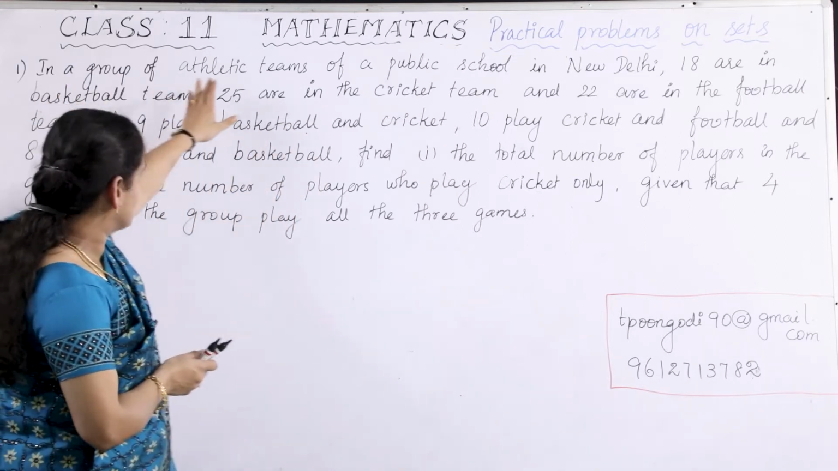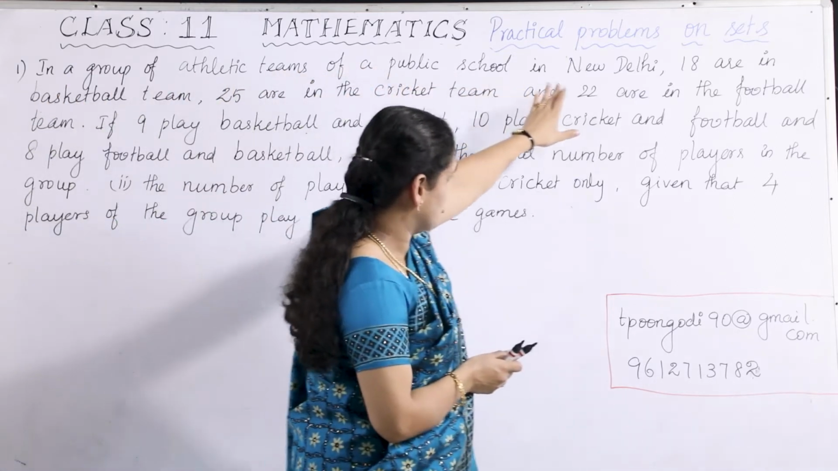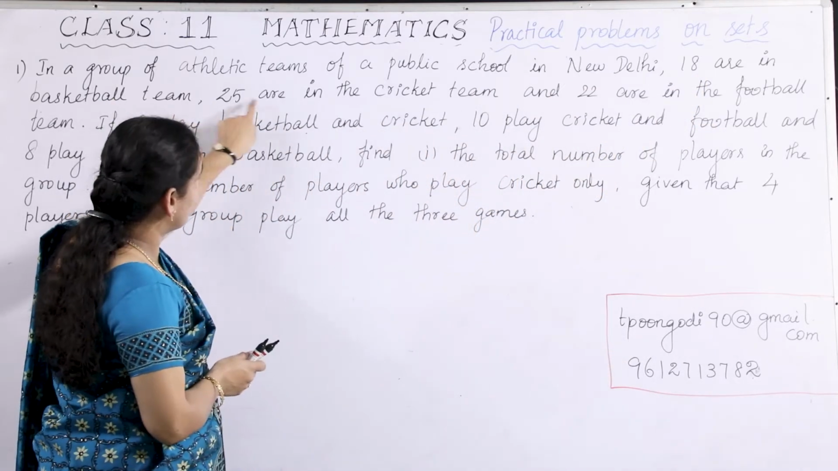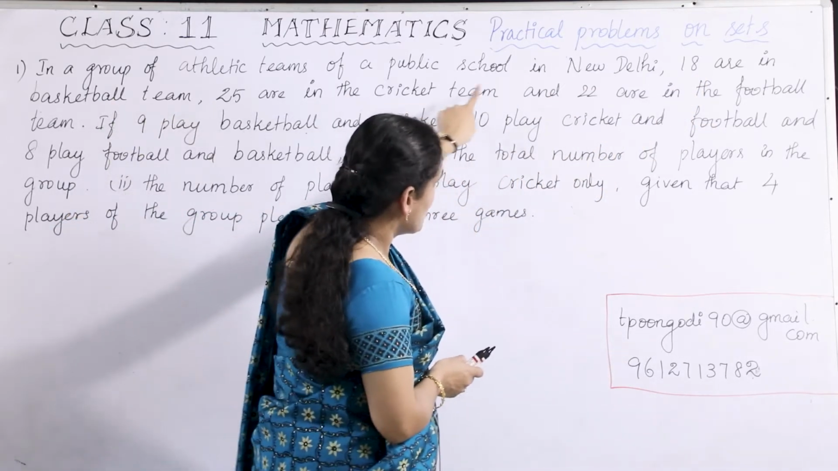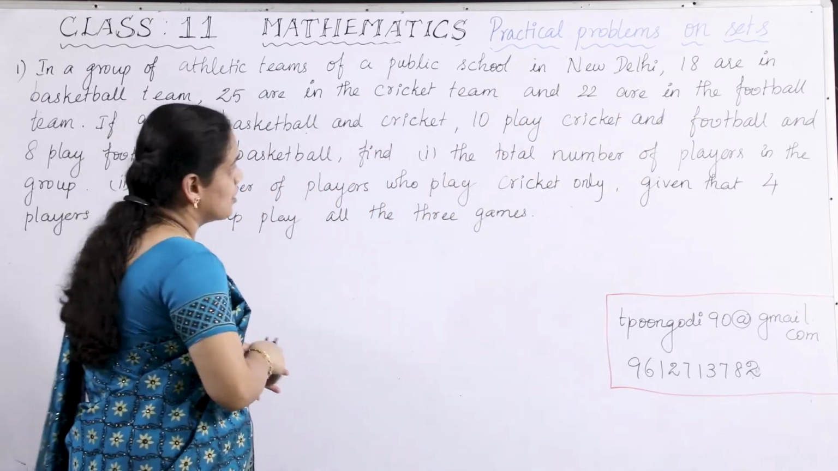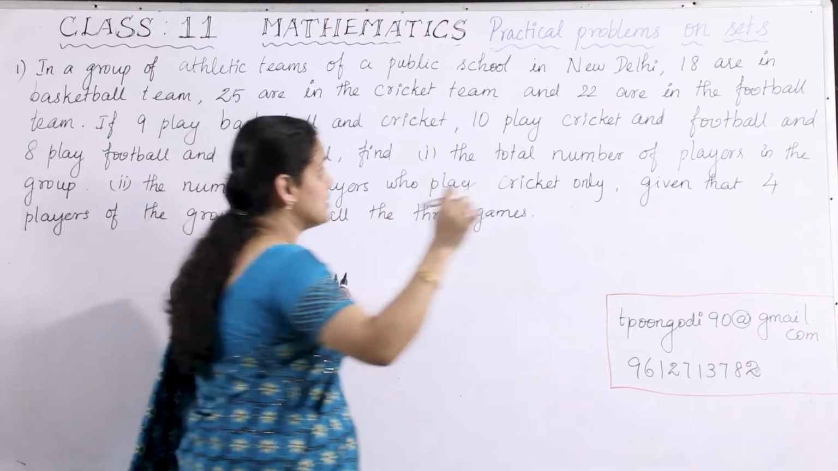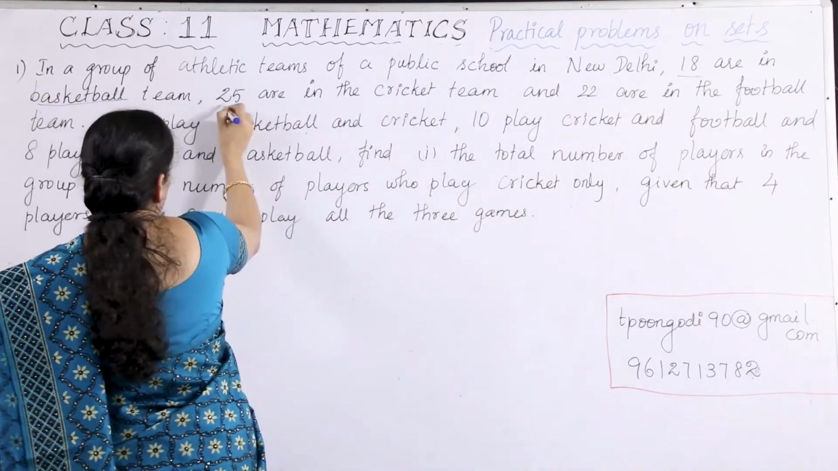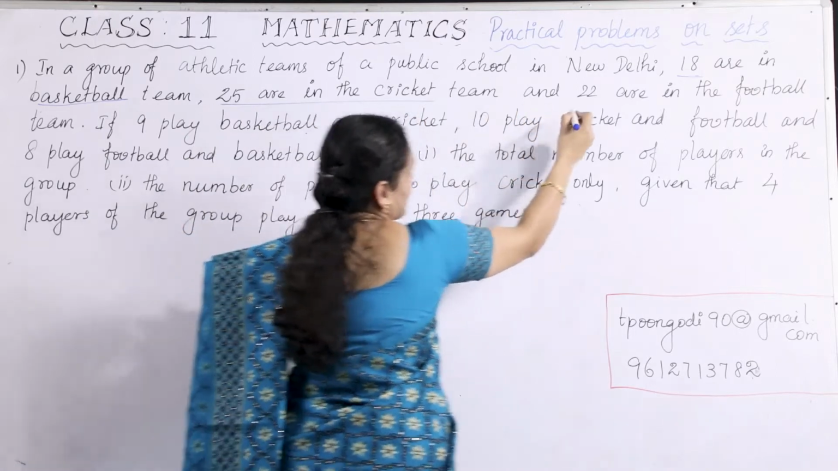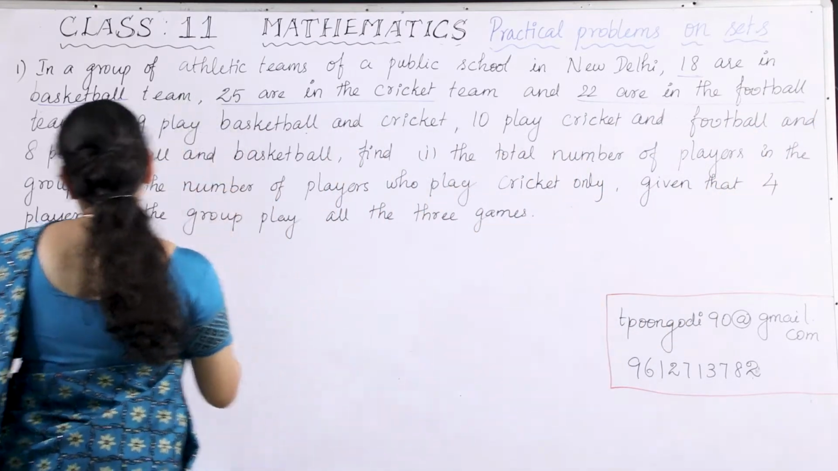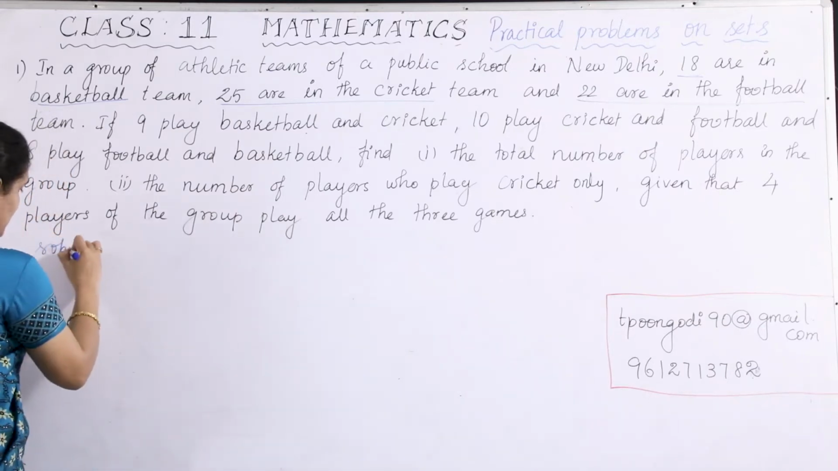In a group of athletic teams of a public school in New Delhi, 18 are in the basketball team, 25 are in the cricket team, and 22 are in the football team. There are 3 teams. The first one is basketball, the second one is cricket, and the third one is football. So we have 3 sets, isn't it? So let us assume that first.